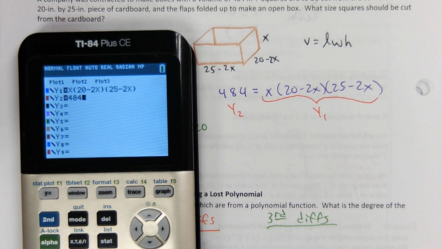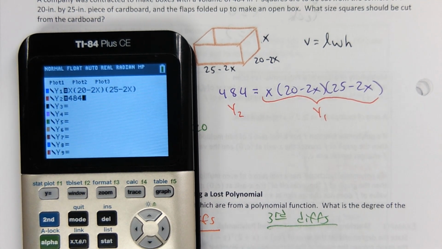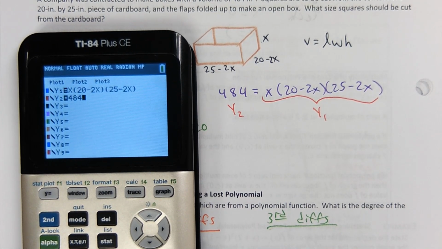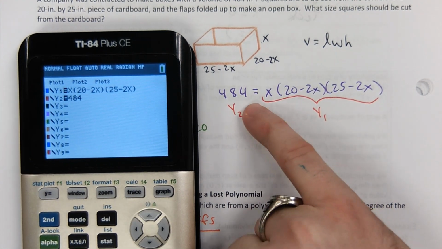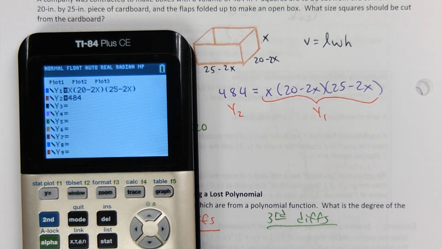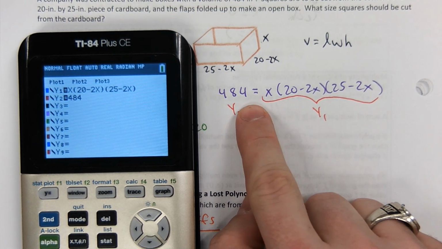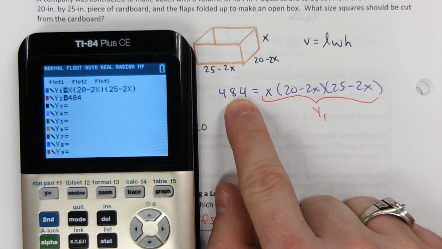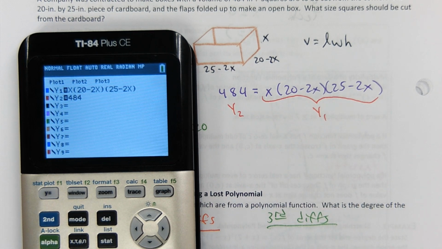Now let's talk about our window. Before we hit graph, let's talk about our window. We already know that the domain, the x values, are going to go from 0 to 10, yes? The y values are actually our volumes. Negative volume is not possible, and we're trying to see where the number 484 crosses. So I'd say that's roughly half of the number 1000. I just like my answers to land in the middle of my screen.